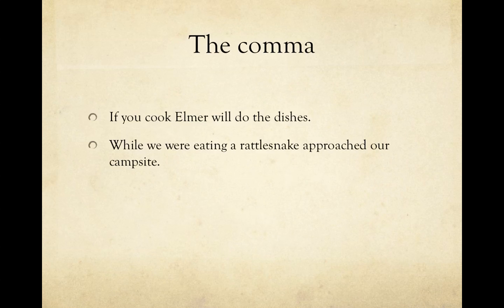Take these examples. If you cook, Elmer will do the dishes. While we were eating, a rattlesnake approached our campsite. Add a comma here and here, after cook and after eating, and suddenly everything is clear. No longer is Elmer being cooked, and no longer is the rattlesnake being eaten. So various rules have evolved to prevent such misreadings and to speed readers along through the complex grammatical structures. I wanted to take this opportunity to review some of those rules for you.